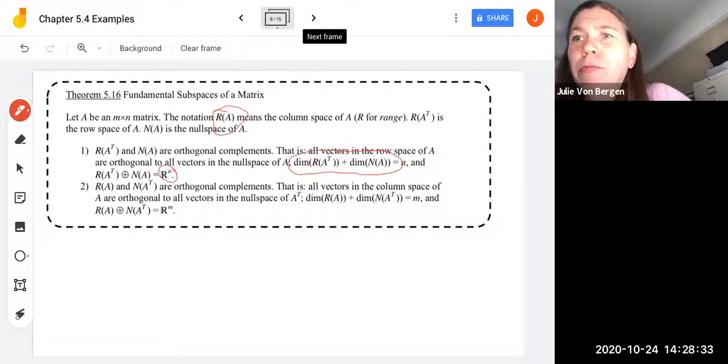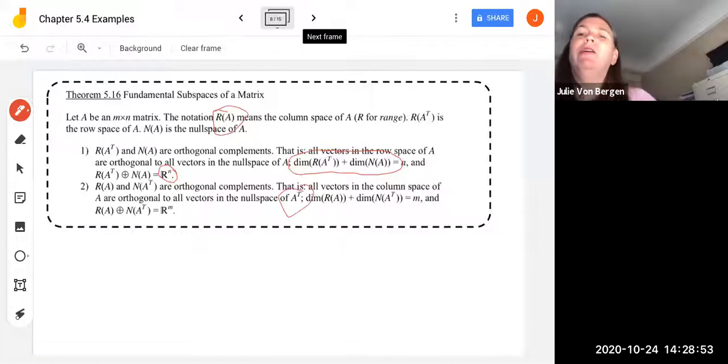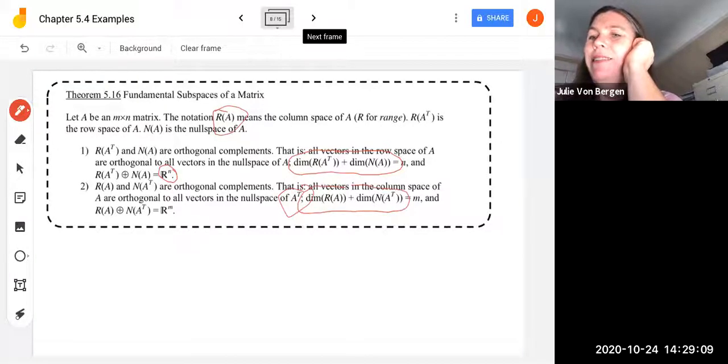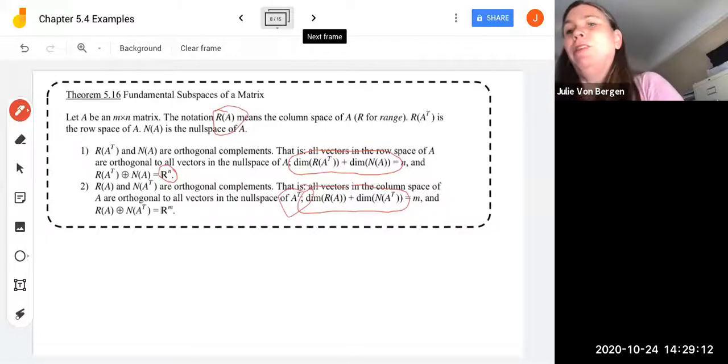And so the column space R of A and the null space of A transpose are orthogonal complements. So we can say all vectors in the column space of A are orthogonal to all vectors in the null space of A transpose. And so we're having to use a transpose here because remember, the transpose would swap the rows and the columns. So we have to do that to get the orthogonality between the column space and the null space. And then the dimension of the column space plus the dimension of the nullity of the transpose matrix is going to be M.